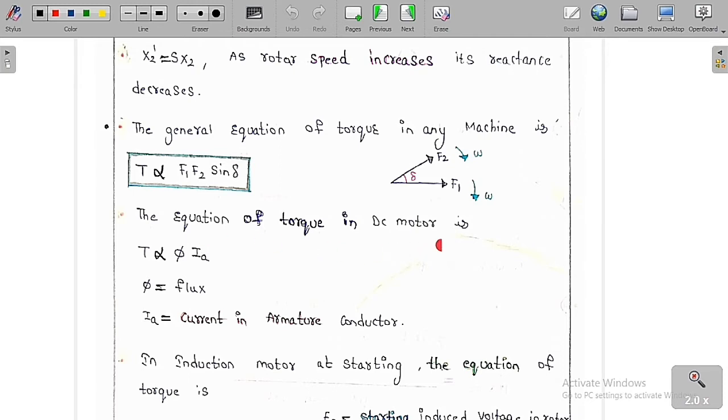The equation of torque in a DC motor, as I have already told you, is torque is directly proportional to flux and the armature current. Phi is called the flux and IA is called the current in the armature conductor.